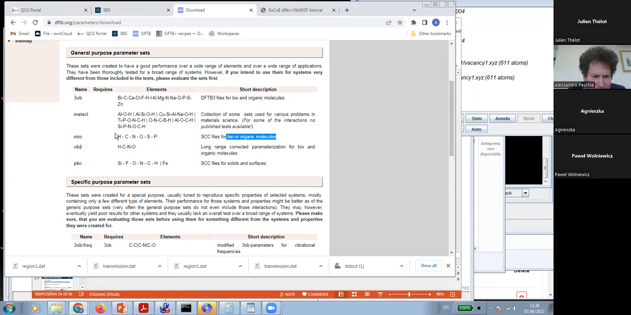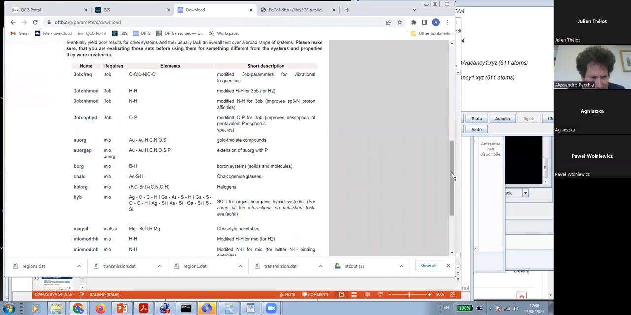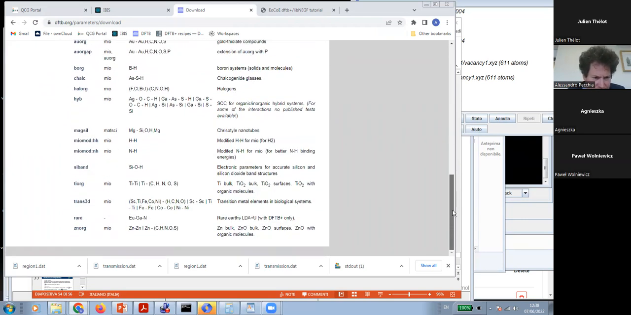Let's see the other sets, but this is one of the most tested and most reliable sets for this type of species in the DFTB+. For instance, if I look at silicon, silicon dioxide, there are some specific sets for that. The silicon band is very fitted. This is the set that we use for the ECO calculations. This is fitted to reproduce the silicon band structure and also silicon dioxide.